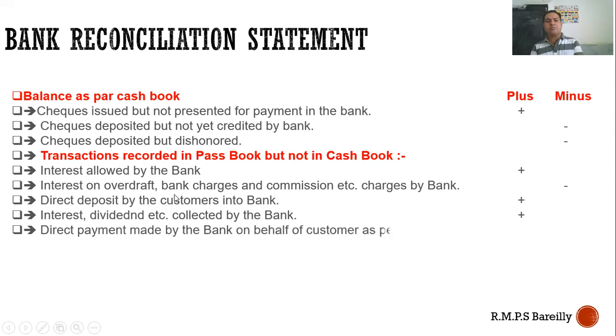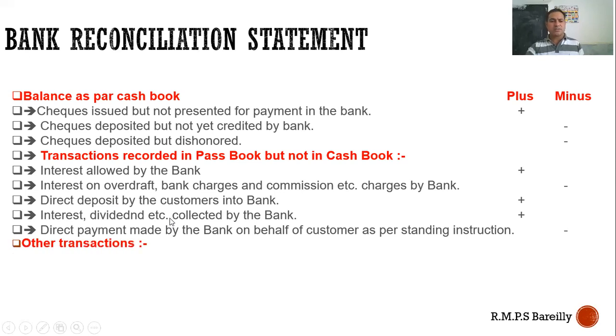Direct payment made by the bank on behalf of the customer. The bank makes some payments on behalf of the customer, like electricity bill, telephone bill, etc. Whenever the bank pays our bill, the amount will be deducted from our passbook or bank account. So we will also minus it.